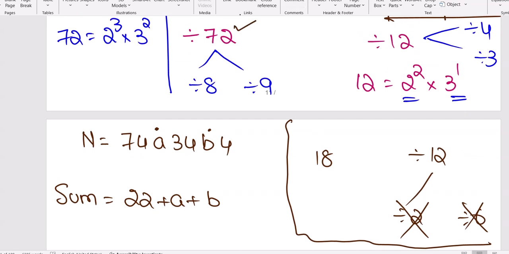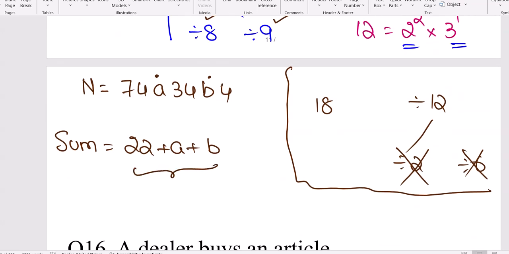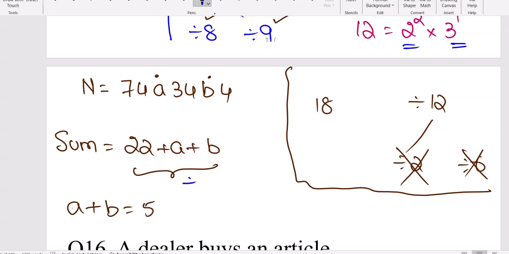Now, to decide the numbers, it is clearly given in the question, divisible by 72. It means it must be divisible by 9, and it must be divisible by 8. For it to be divisible by 9, A plus B must be equal to 5. If A plus B is 5, what is 22 plus 5? Is it divisible by 9? Yes. Then wait, listen. Put A plus B as 14. 22 plus 14, 36. Is it divisible by 9?